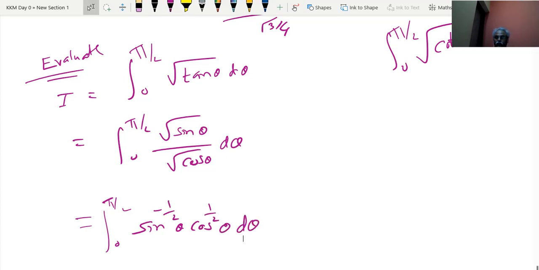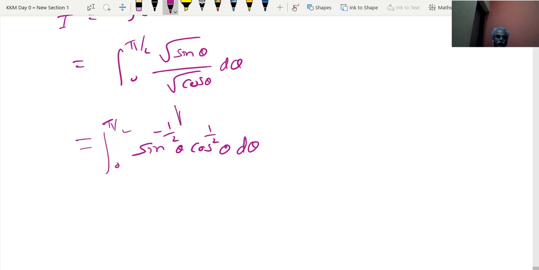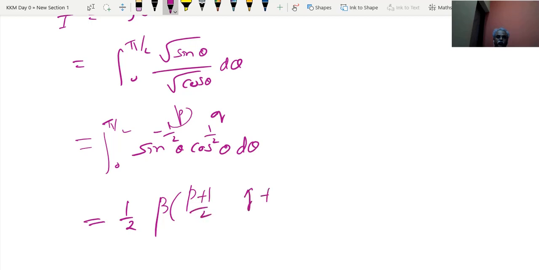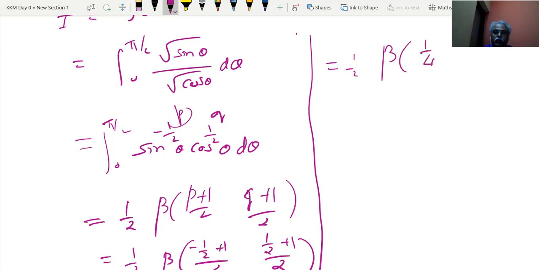So now p is minus half, q is plus half. So this becomes half of beta of p plus 1 by 2, q plus 1 by 2. So p equal to minus half, you substitute. q equal to plus half, you substitute. Half of beta of minus half plus half, that is beta 1 by 4, beta 3 by 4.